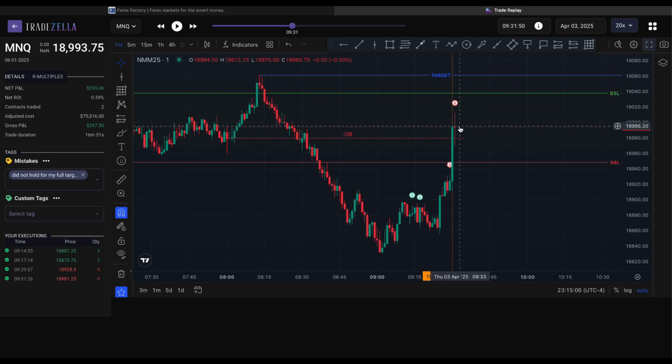Right here, I'm already up $300 with 2 micros, 9:30 in the morning. I saw this order block here that could have potentially given us some hesitation to get to the target. I was already up at this point, 18,981. I entered at 18,87. I'm already up over 100 points. So I took profit. No problem in that at all.